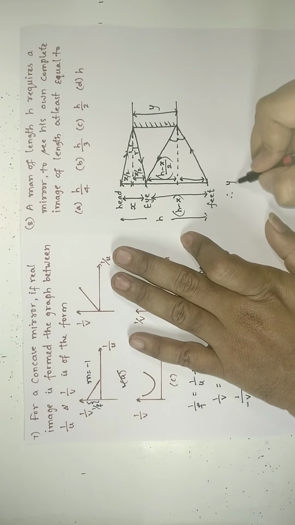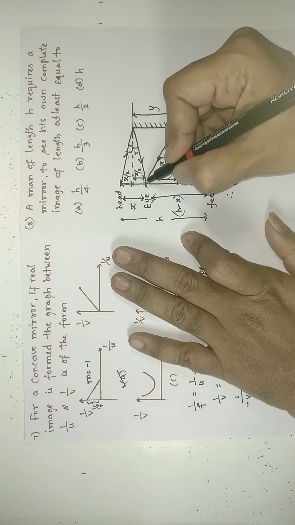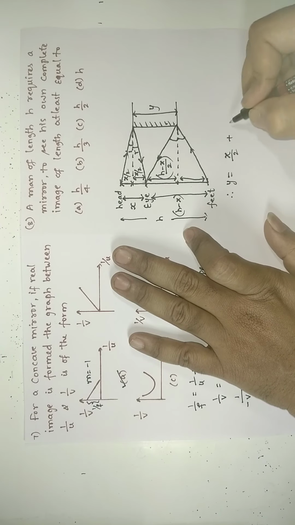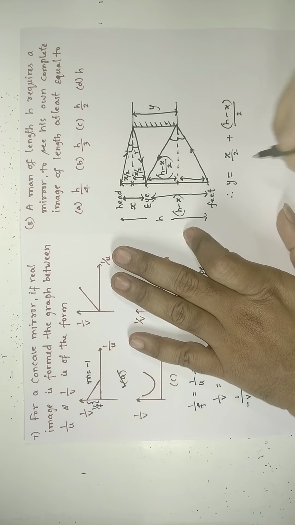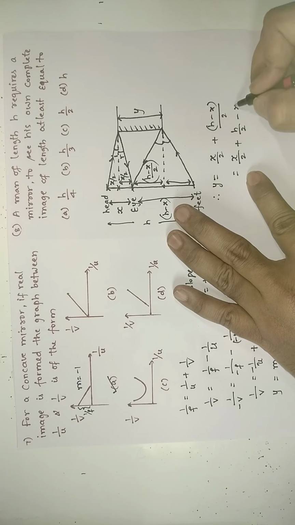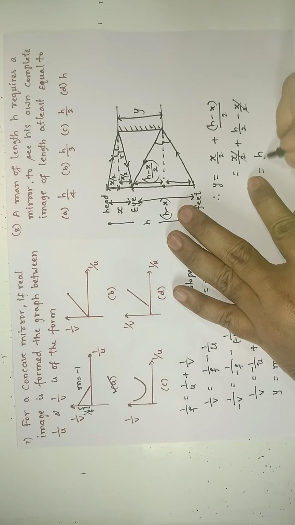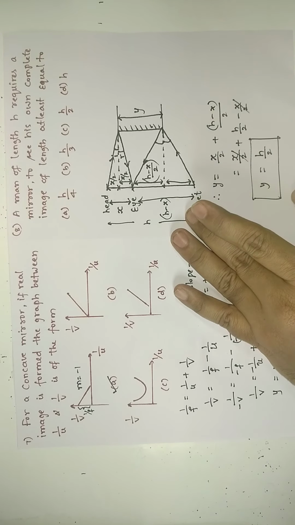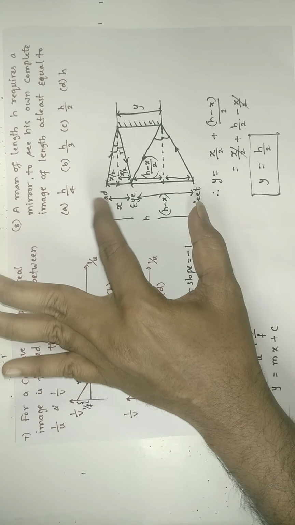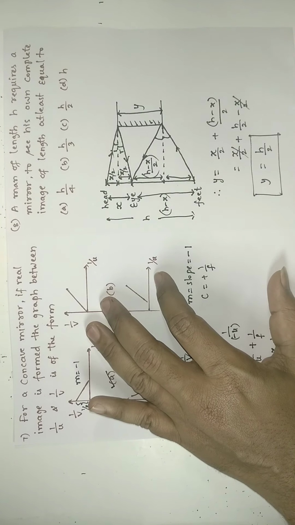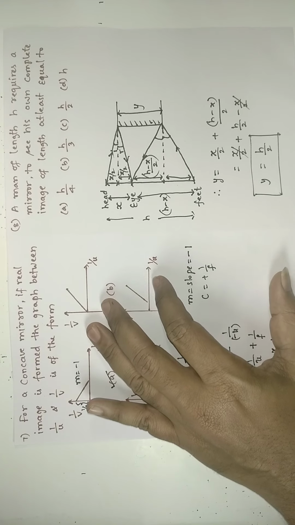As a result, we can write here that y, which is the size of the mirror, will be equal to x by 2 plus h minus x by 2. So on rewriting this, you can rewrite it as x by 2 plus h by 2 minus x by 2 plus x by 2 minus x by 2. It is h by 2. So the minimum length of a plane mirror that is required in order to observe the full image of an object will be equal to half the size of the object. So you can recall this result directly and you can write it.